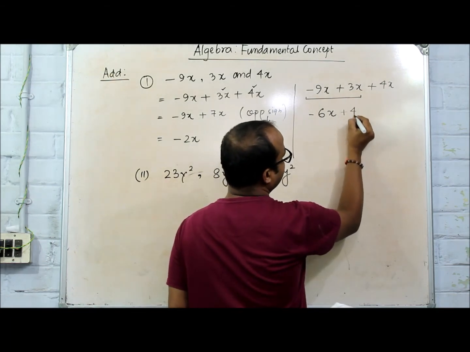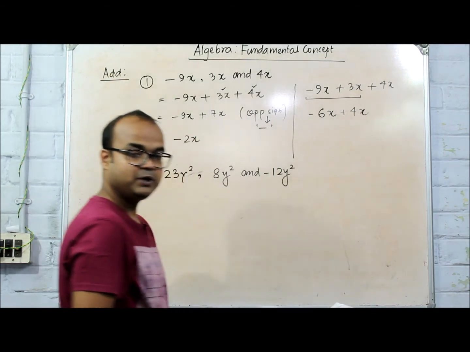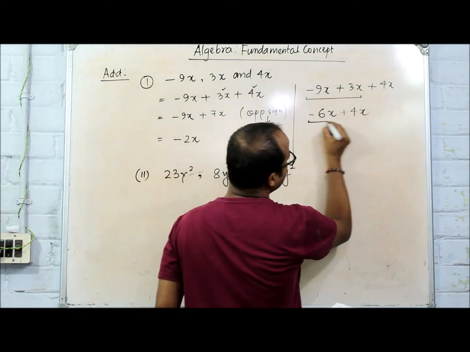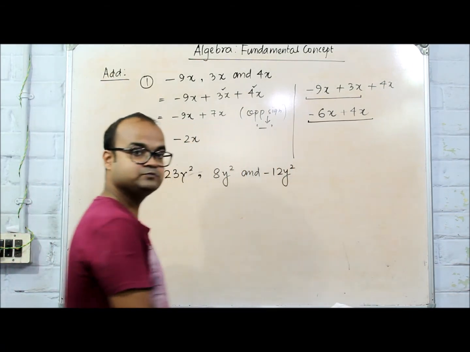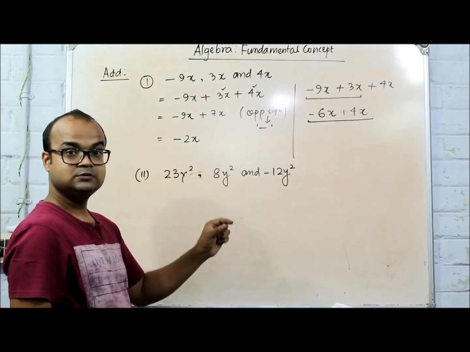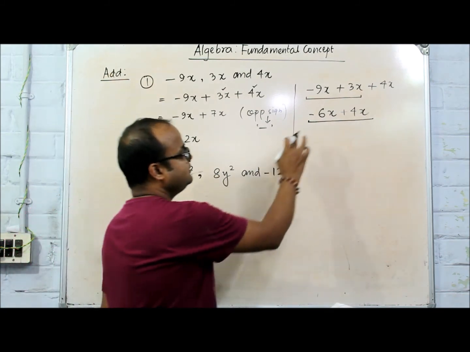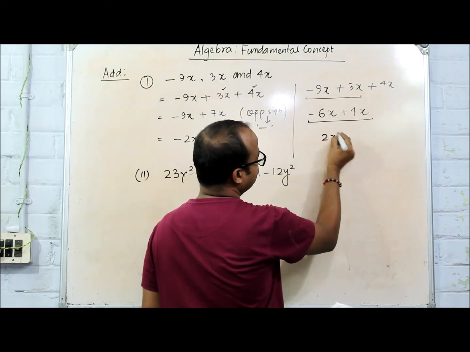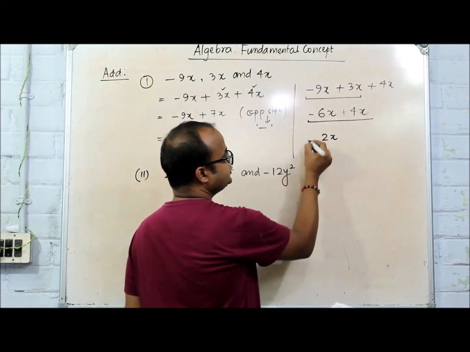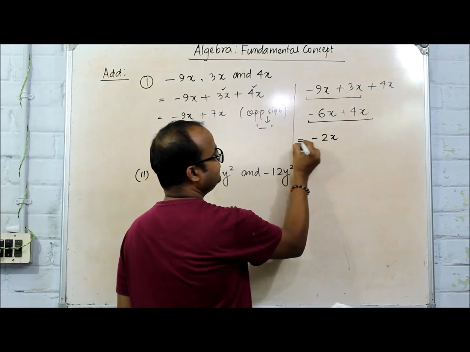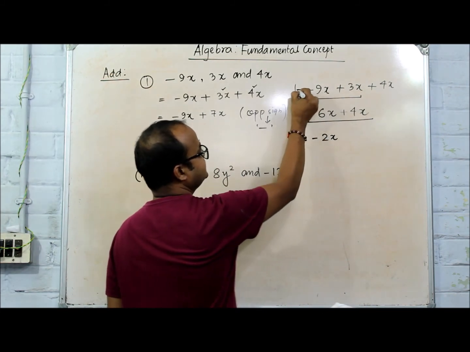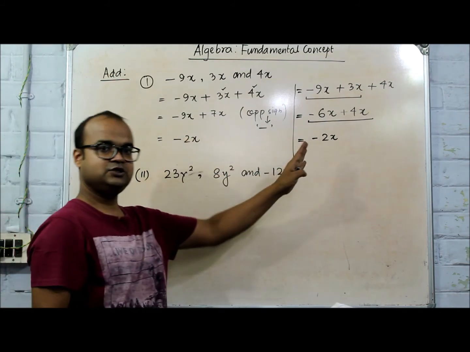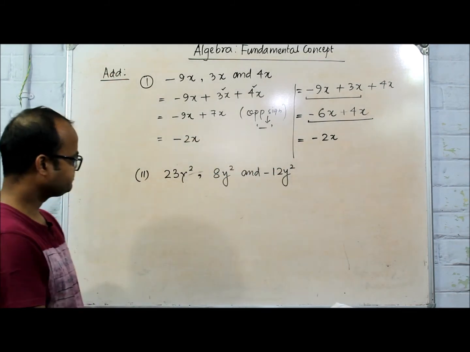Plus 4x. Now again, if you repeat the process, opposite sign. So we need to subtract. Minus 6x plus 4x is equal to 2x. 6 is bigger in magnitude, so it will carry the sign of 6. So the answer is minus 2x. Either way you can solve this problem.